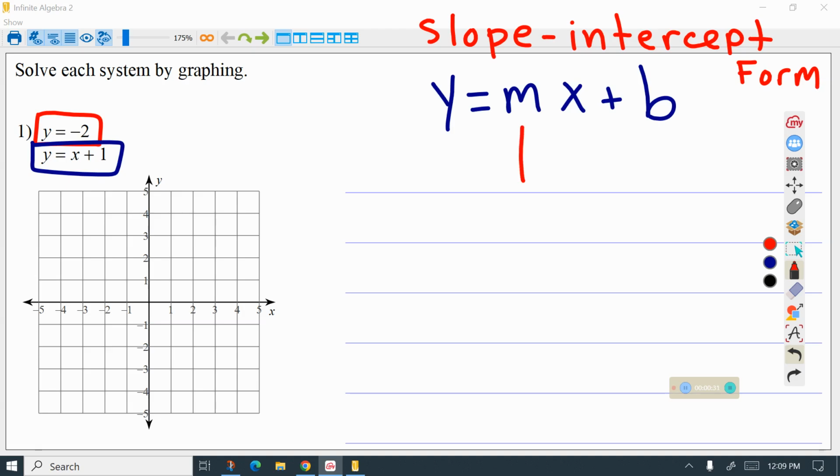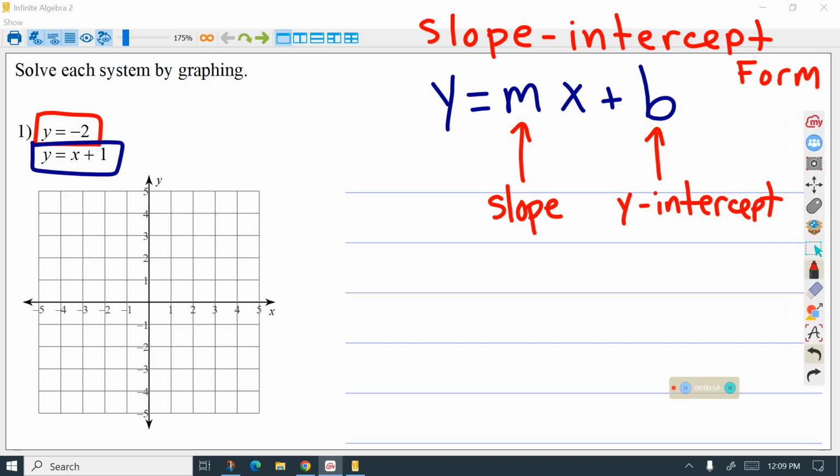The reason why we call it slope-intercept form is because the m value represents the slope, all right? And the b, this number right here, represents the y-intercept, which is where the line would cross the y-axis, okay? So when we have our lines, we want to graph them. We want to understand what they are, so we need to know all the pieces of the equation.